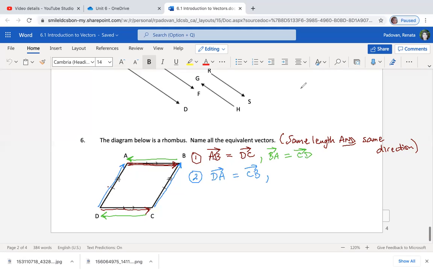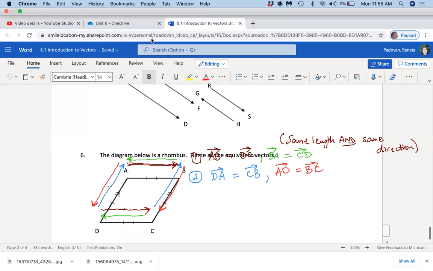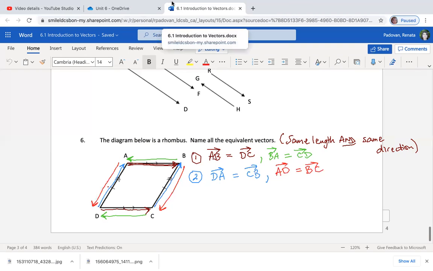But we could also switch that up and go the opposite direction. So we need to write that one out as well. So if I was to start with tail as A, going to D, and tail as B, going to C, so A to D vector is equivalent to B to C vector. And that should be all that you see that are going in the same length and the same direction.